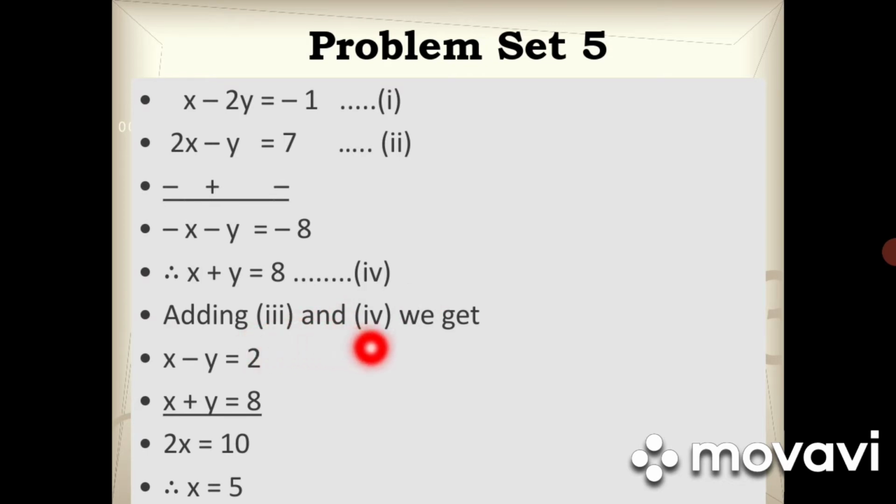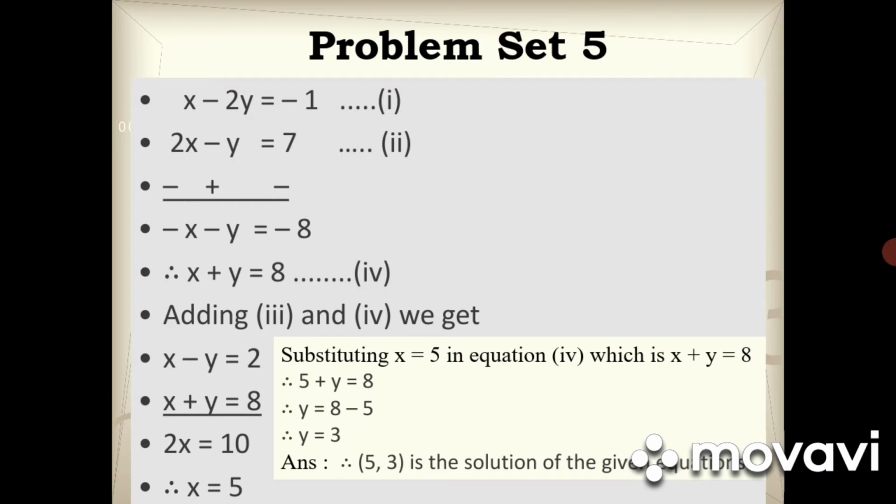Adding 3 and 4, we get x - y = 2 plus x + y = 8. On eliminating y, we get 2x = 10, and therefore x = 5. Substituting x = 5 in equation 4, which is x + y = 8. Therefore 5 + y = 8. Therefore y = 8 - 5. Therefore y = 3. Answer. Therefore the ordered pair (5, 3) is the solution of the given equations.